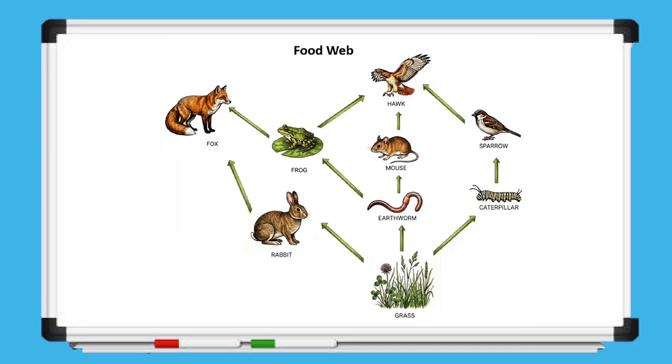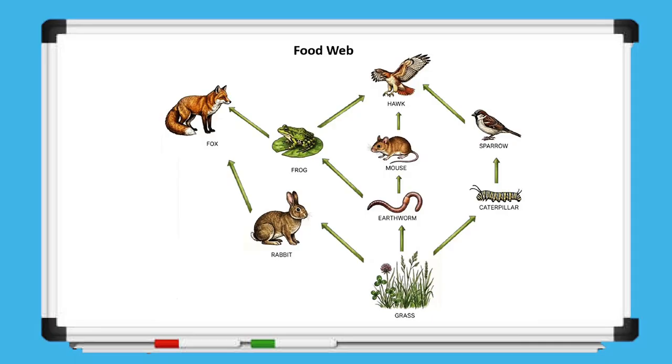Now, let's interpret the first food web shown in the diagram. As you can see, the food web begins with grass, which is the producer. Grass captures energy from the sun through photosynthesis and forms the base of the entire food web. The primary consumers, including the rabbit, earthworm, and caterpillar, obtain their energy by feeding on the grass. The energy is then transferred to secondary consumers.